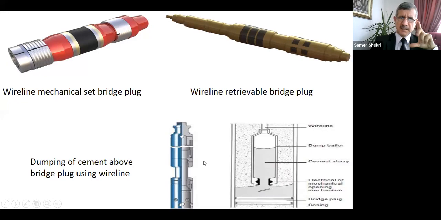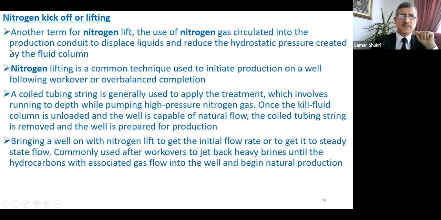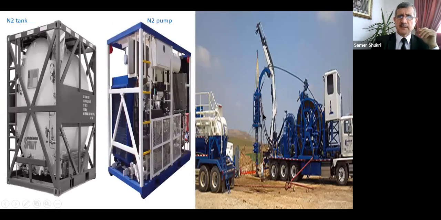If the interval that should be isolated is very long, what should we do? We have to use this one. This is a question that I gave you, so you can answer this one. So nitrogen kickoff, also we run the coil tubing to a depth, say 2,000 feet, and start pumping from surface or from 500 feet at say 350 US gallon per minute of nitrogen, run in hole while pumping nitrogen.